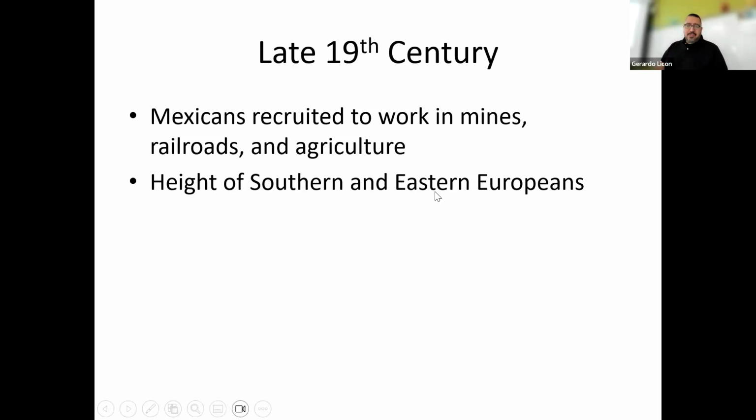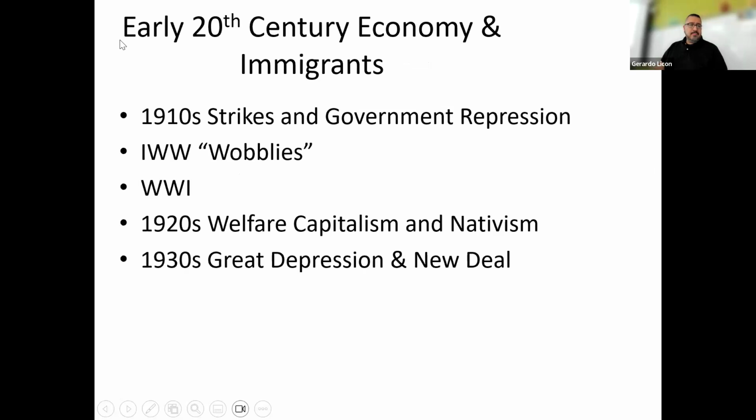The turn of the 19th century is also the height of Southern and Eastern European migration to the United States. So late 19th and early 20th. And we'll be touching on that. We'll be coming back to both these groups. First, I'll try to briefly bring up some of the background context.